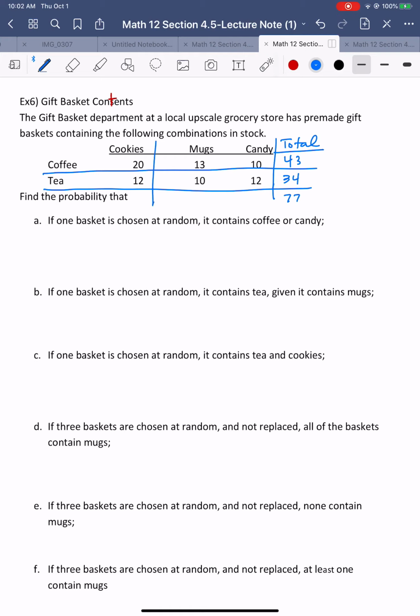Also, 32 baskets have cookies, 23 baskets have mugs, and 22 baskets have candies. In part A, one basket is chosen at random and contains coffee or candy. This is the addition rule. In order to learn the addition rule, we're going to find the probability of coffee or candy.